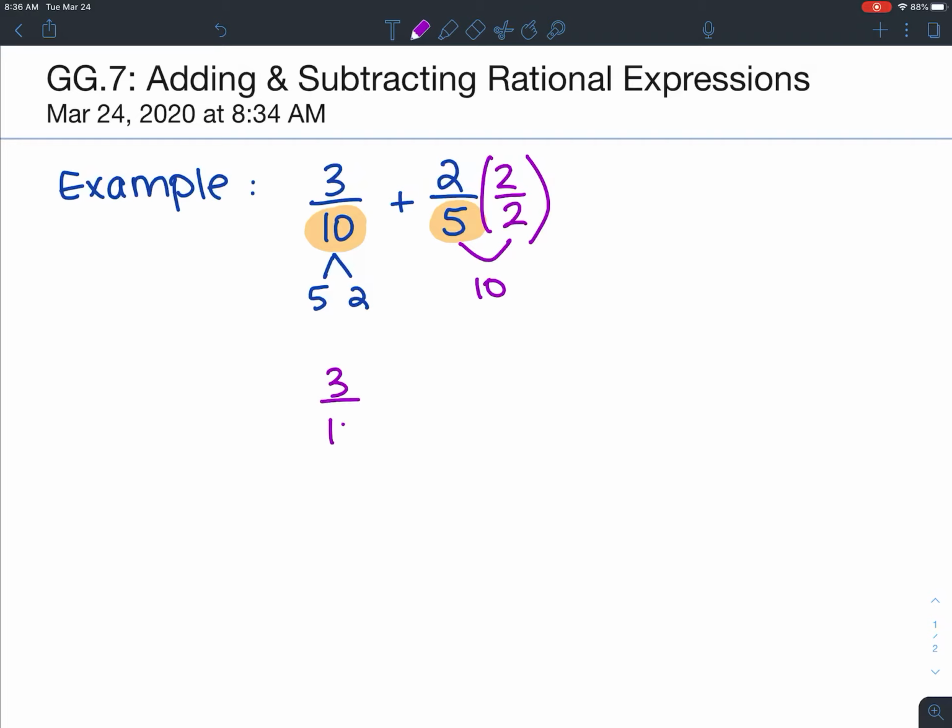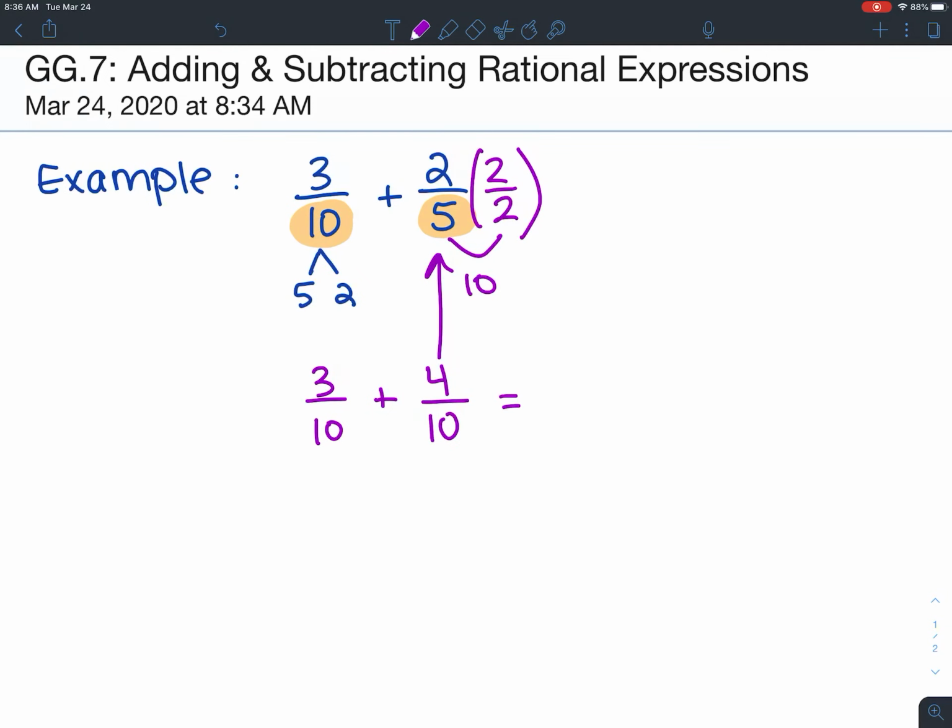So the 3 over 10 stays the same, but 2 times 2 is 4, and 5 times 2 is 10. This would still reduce back to 2/5 because it keeps the same value, it just looks different. And now that we have the same denominator, I can say, well, they're all comparing to 10, and now we have 3 plus 4, which is 7 over 10.